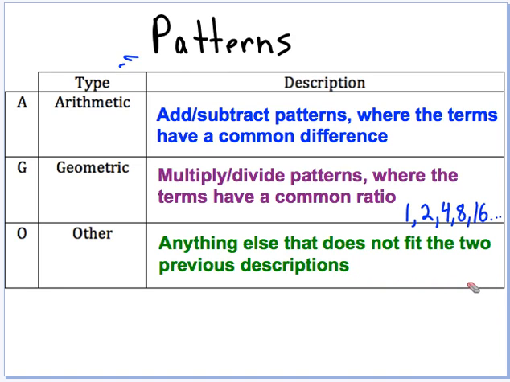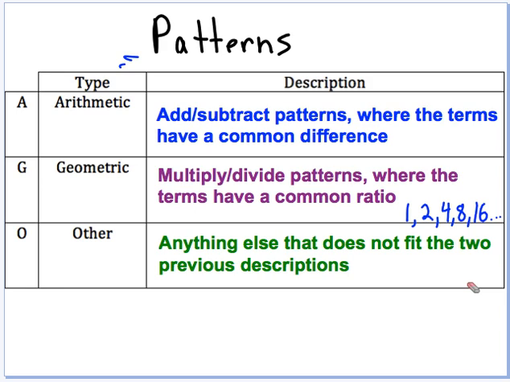All right, and then the last category is just other, and so if it's not adding or subtracting every time, and it's not multiplying by the same number every time, then it's an other, okay? Now, other, there's tons of different types of other patterns, okay? Think about the alphabet, A, B, C, D, E, F, G. That is a pattern, but it's not arithmetic and it's not geometric, it's an alphabet, okay?